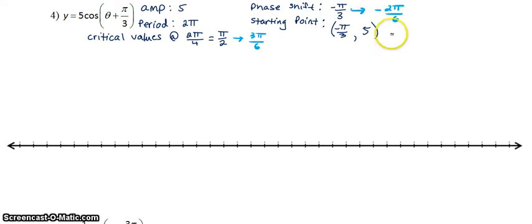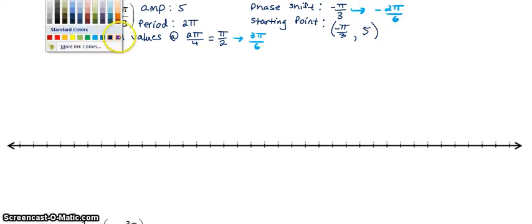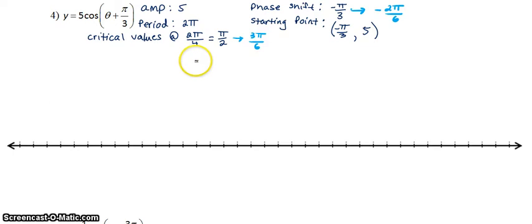So I'm going to start my graph again at negative pi over 3. So I'm going to write, instead of negative pi over 3, negative 2 pi over 6. And then I'm going to continually add 3 pi over 6 to this. So going forward, I'm going to have pi over 6, right, when I add 3 pi over 6. And then I'm going to have 4 pi over 6.